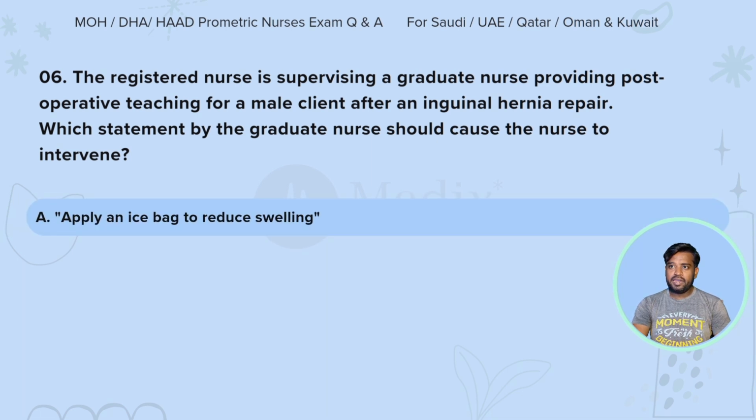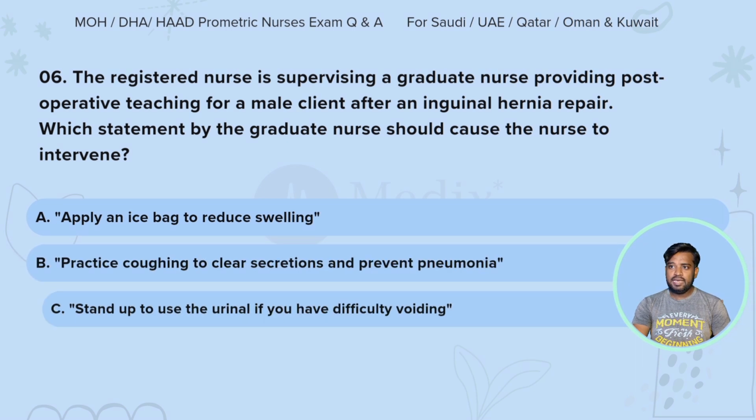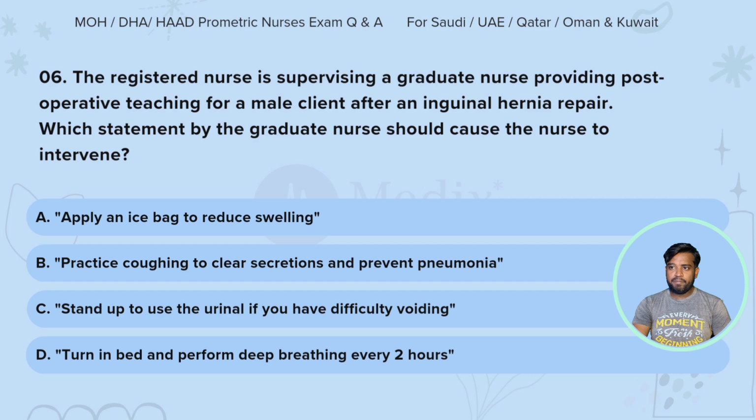A. Apply an ice pack to reduce swelling. B. Practice coughing to clear secretions and prevent pneumonia. C. Stand up to use the urinal if you have difficulty voiding. D. Turn in bed and perform deep breathing every 2 hours.